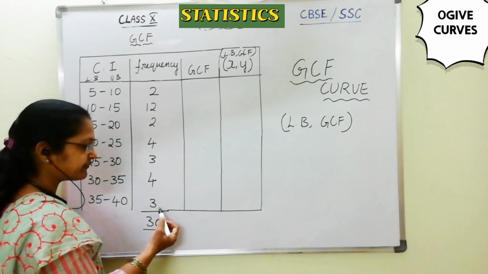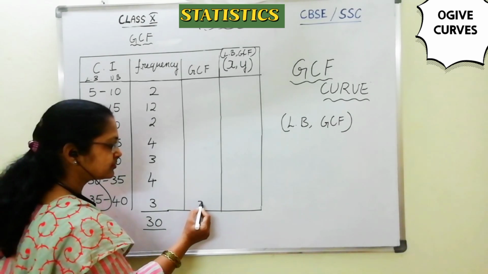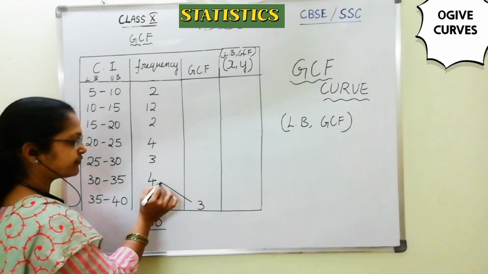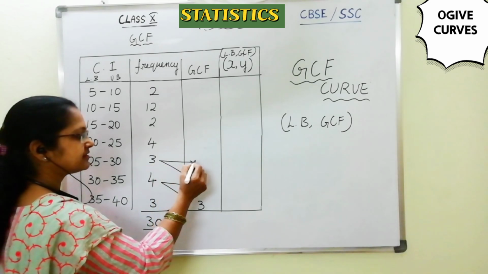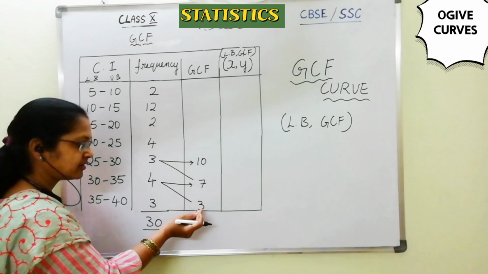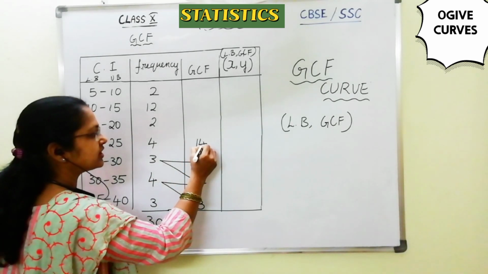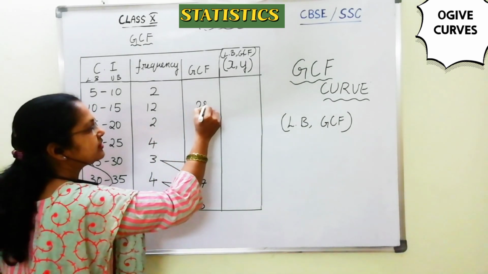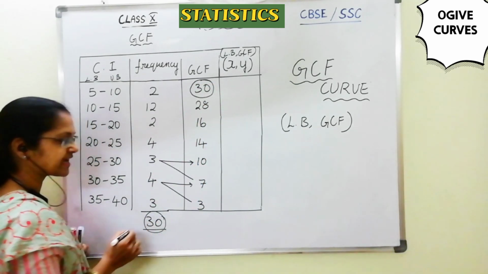If I start from the end of the frequencies, the first value is 3. So write it as 3. Then add 4, that becomes 7. Then add 3, this becomes 10. Same as LCF, but we are starting from the end of the frequencies, so we go in reverse way. This becomes 14. 14 plus 2 is 16. 16 plus 12 is 28. 28 plus 2 is 30. So very clearly we can see 30 and 30, the total is tallied.